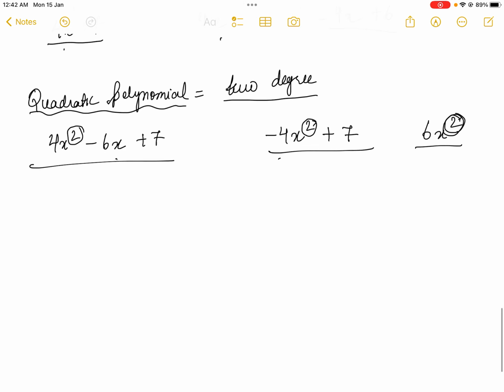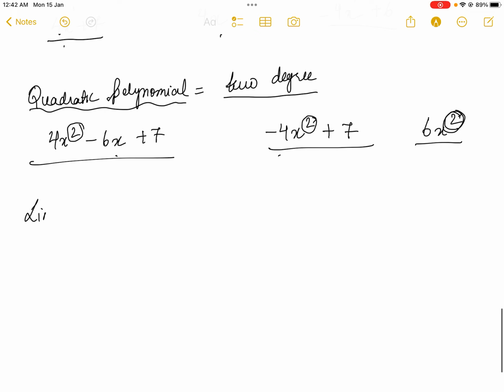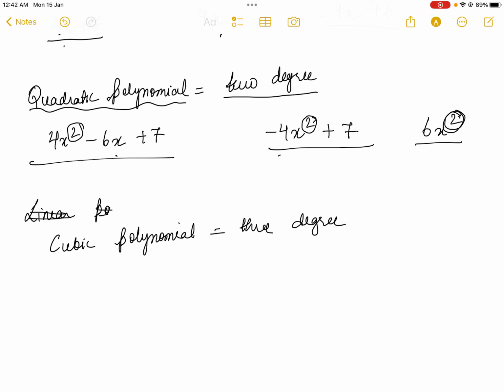Okay, one more thing, we also have cubic polynomial. So by this, cubic means what? It's very simple. Cubic simply means 3 degree. So what do you understand by that? A very simple example, 4x cubed plus 6x square plus 7x minus 6. This is a cubic polynomial here because the degree is 3. Okay, cubic polynomial should have degree 3.